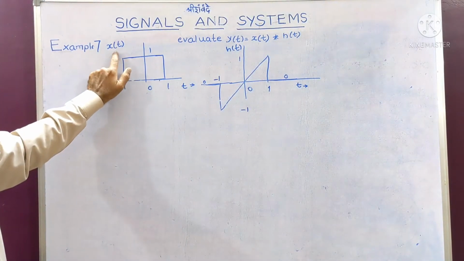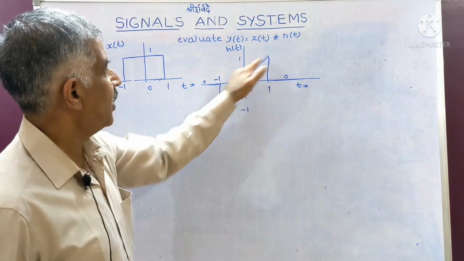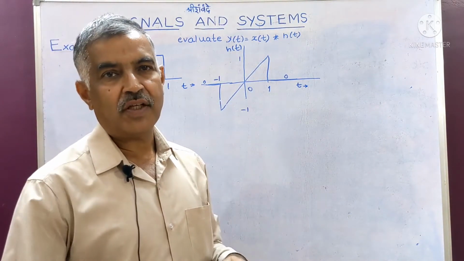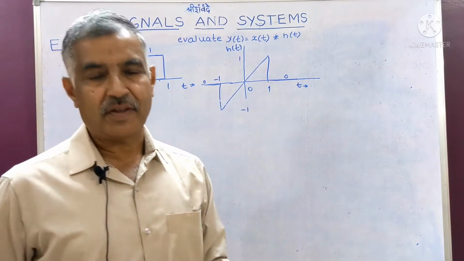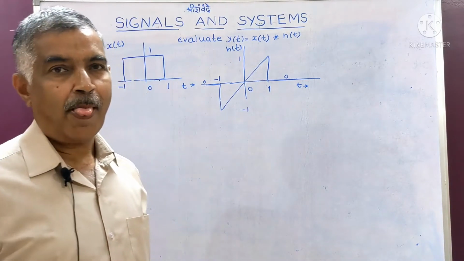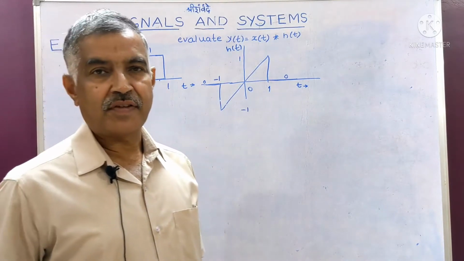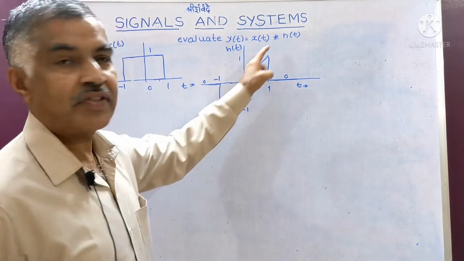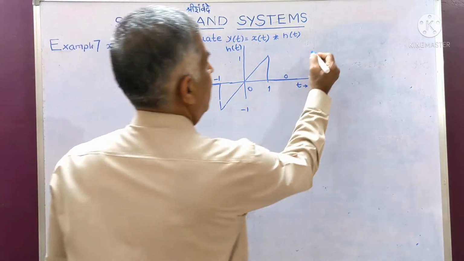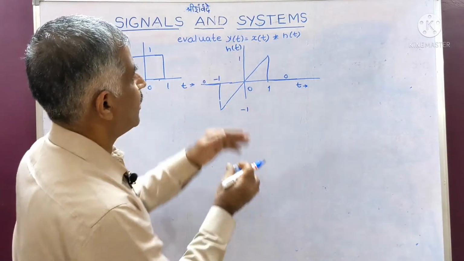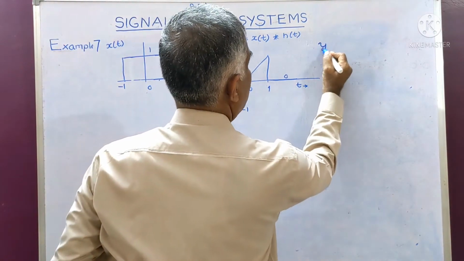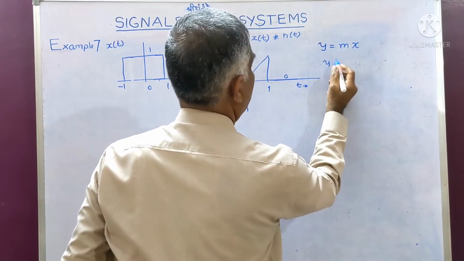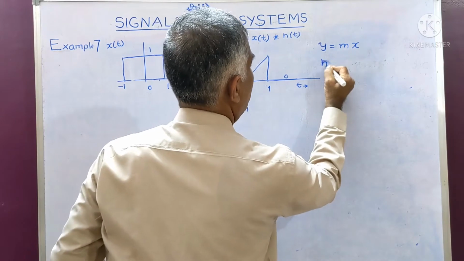This is x(t), this is h(t). So h(t) is an inclined line. Refer to my initial classes on inclined lines, the very first class, class number 1. This is the equation of a straight line passing through the origin, and the straight line is positioned like this, therefore the equation is of the form y equal to mx. Here it is not y, it is h of t.